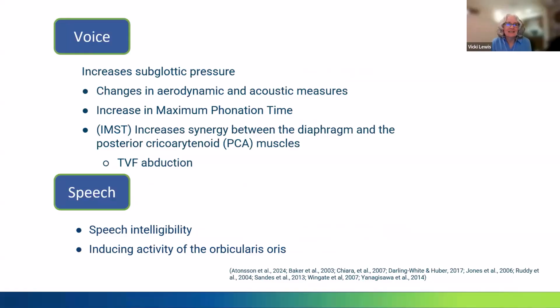Some other areas to consider: voice, increasing subglottic pressure. I've done a decent amount of EMST with patients who have unilateral true vocal fold paresis or paralysis. It has been found to increase maximum phonation time, perceptual changes, including reduced breathiness and an improvement in roughness, those aerodynamic and acoustic measurements.